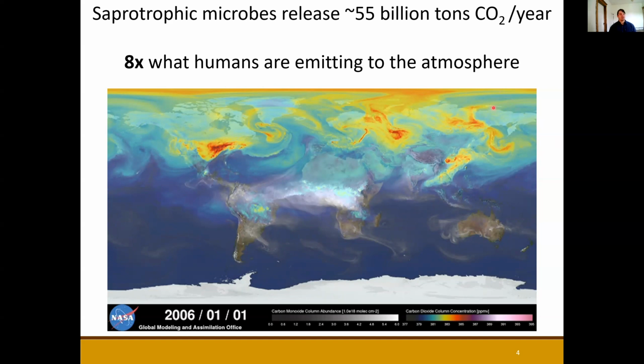But something that we also have to keep in mind: there's a lot of focus on CO2 because it's a greenhouse gas that humans are definitely contributing to in a large portion. But if you look at something like saprotrophic microbes, the microbes that decompose organic matter, they release 55 billion tons of CO2 a year, which is 8 times the amount that humans are emitting to the atmosphere.